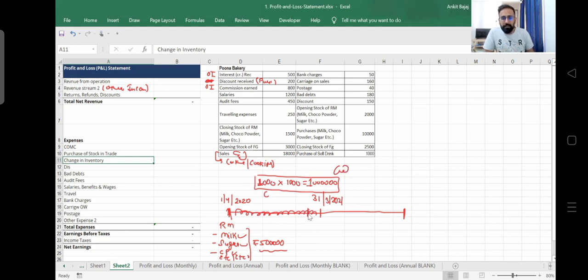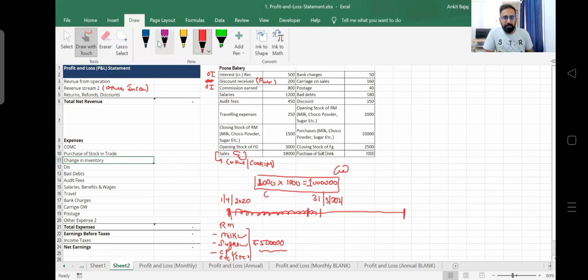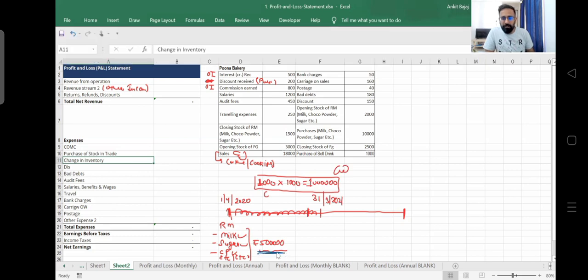Now, let's suppose on 30th March, Pune Bakery has purchased raw material. In total, they have purchased raw material of 5 lakh. So on 30th March, Pune Bakery has purchased raw material of, let's suppose, 30,000 rupees. And this 30,000 amount is already included in this 5 lakh rupees.